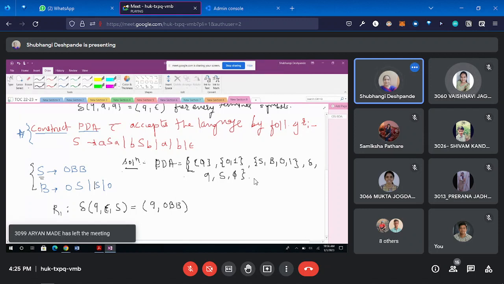Q0BB. So that is the starting symbol without any input. With the starting, it enters into Q0BB. So this is a production rule which I have written for the given CFG.